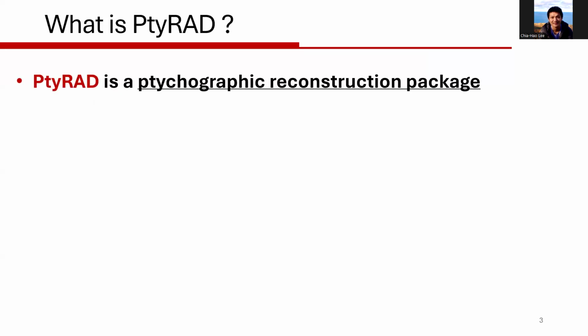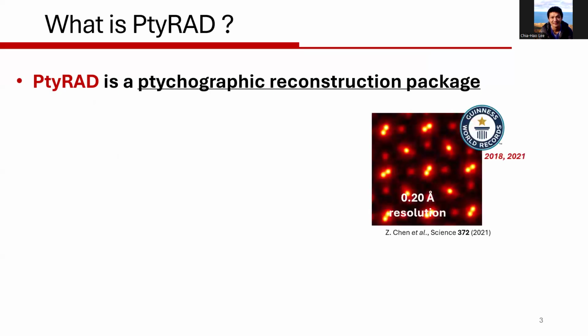So the very first question is, what is PtyRAD? So like I said, PtyRAD is a typographic reconstruction package. So that means it does typography stuff. So if you're familiar or you just got into this field, typography is currently the hottest imaging technique that can actually let you achieve the highest spatial resolution that actually won the Guinness World Record of the highest resolution microscope twice in a row, which is very amazing.